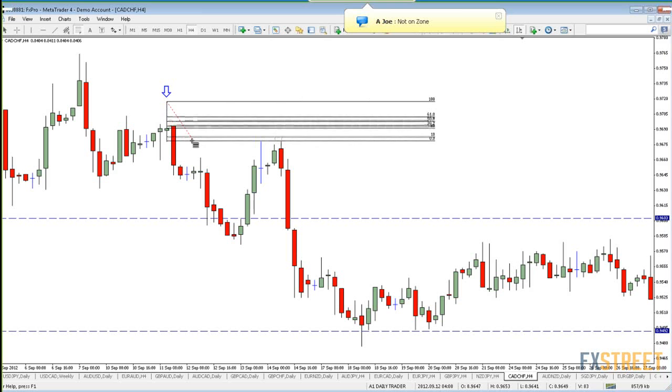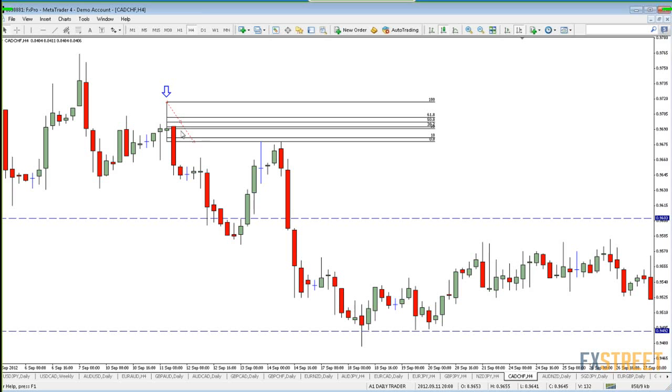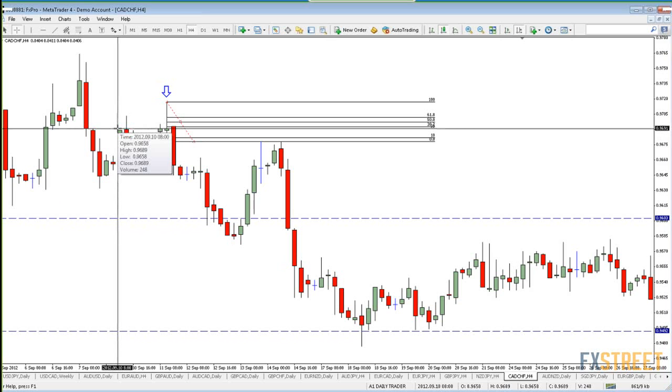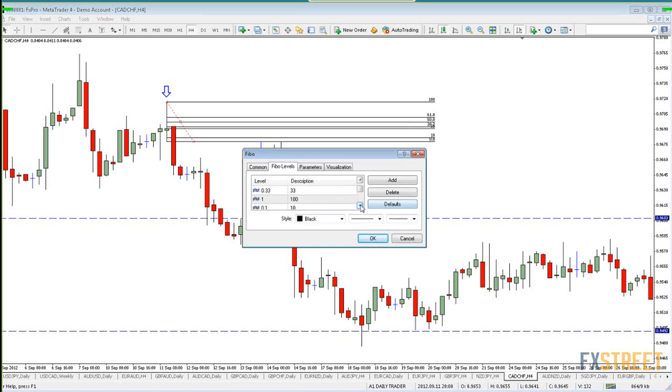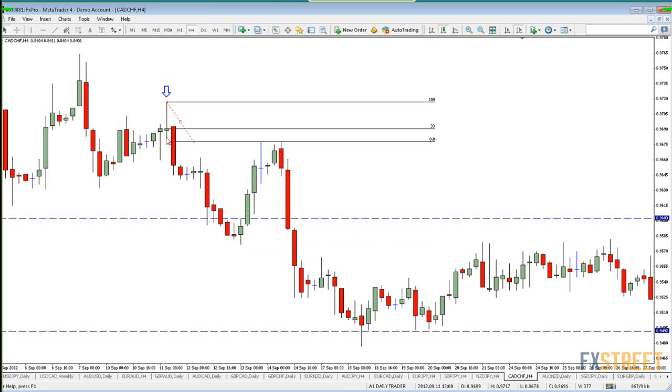No. Oh, yes. Wait, hold on. Let me see if I got this right. Ooh, it looks like the close is right on the 33% level. See, I've got my fib here, and it's got the 33% level. Let me delete the other one for you. So I'll take out the 10%, 61.8, 38, the 50. Look at that. It looks like to me that the 33% level and the close of the Kangaroo Tail are the same.